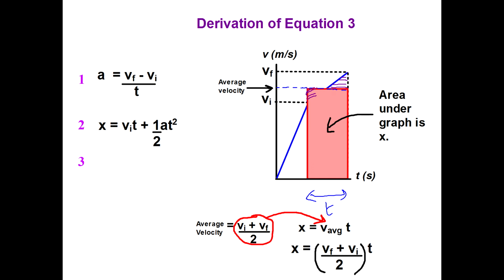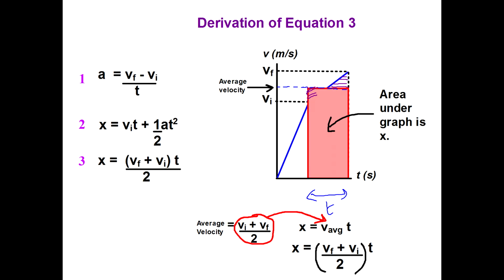So we have an equation for the average velocity that we can now plug into our equation for the displacement, x equals v average times t. If we plug it in here, we get our final equation, our third equation, which is x, the displacement, is equal to Vf, the final velocity, plus Vi, the initial velocity, divided by 2, all multiplied by t.